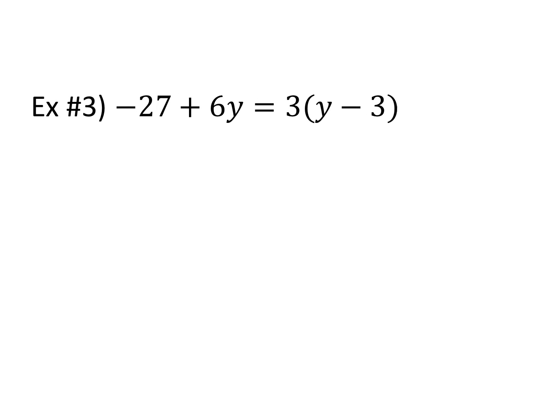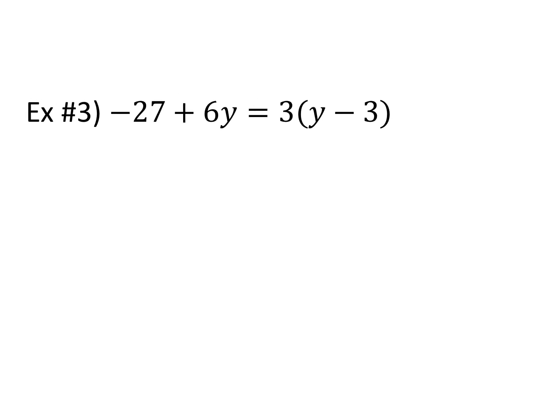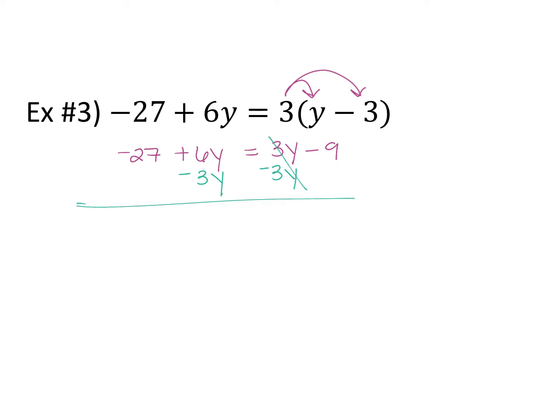Okay, step it up a notch. Example 3 here. What do you do first? Distribute. First thing we want to do is distribute. So we're going to get negative 27 plus 6y equals 3y minus 9. Now, technically, there's not a step you must do next, but there is a step that I will always do next here. What would you do next? Subtract 3y. Yep, get your variables together. Subtract 3y, subtract 3y. When we do that, this goes away. You get negative 27 plus 3y equals negative 9.